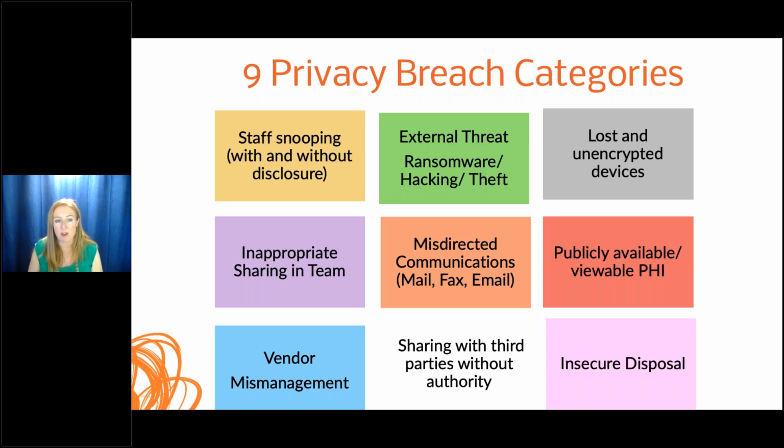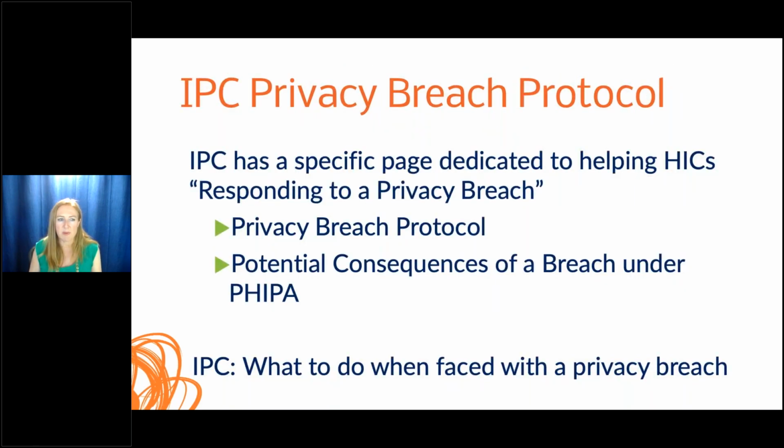So there have been, for example, a couple of cases of health records or Excel spreadsheets that either got accidentally or intentionally posted in public forums like Facebook. So there have been cases like that. Vendor mismanagement, that means you have a vendor that's working for you, like delivering your records for you, storing your information for you. What if they go rogue? So there are some cases of that. Sharing with third parties without authority, and insecure disposal. So that gives you an overview of what are the kinds of privacy breaches you want to be thinking about.